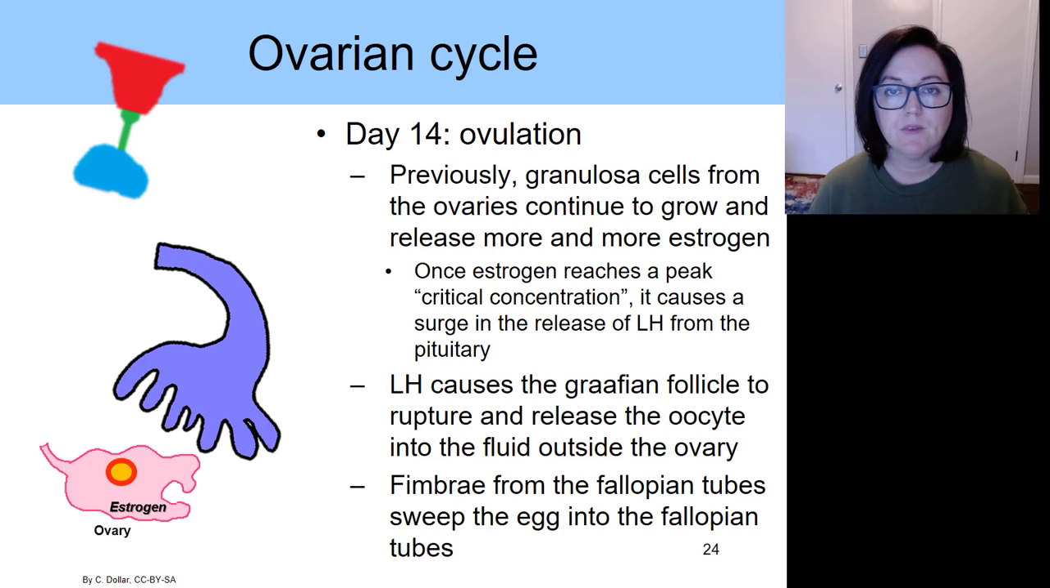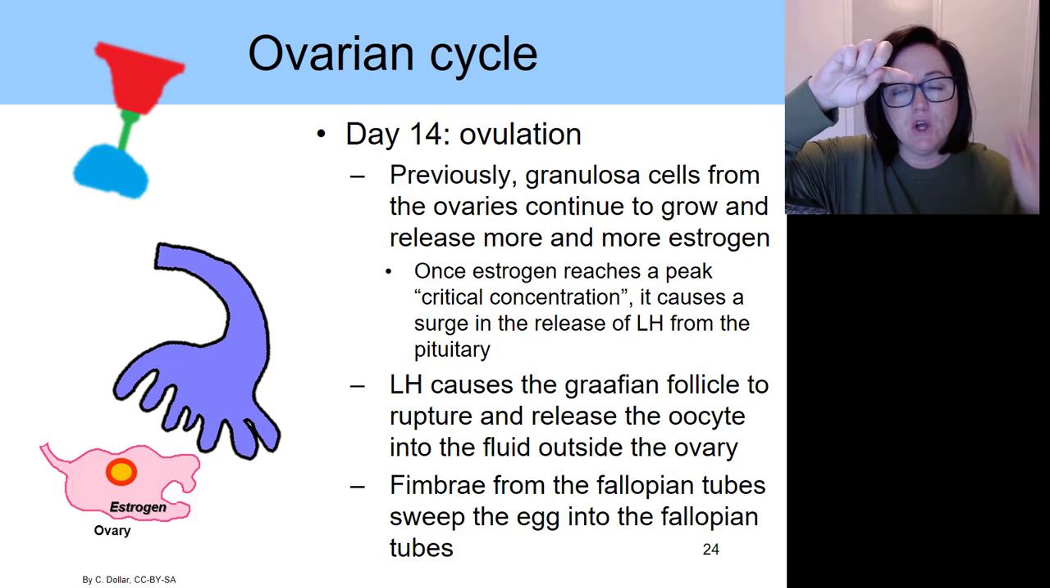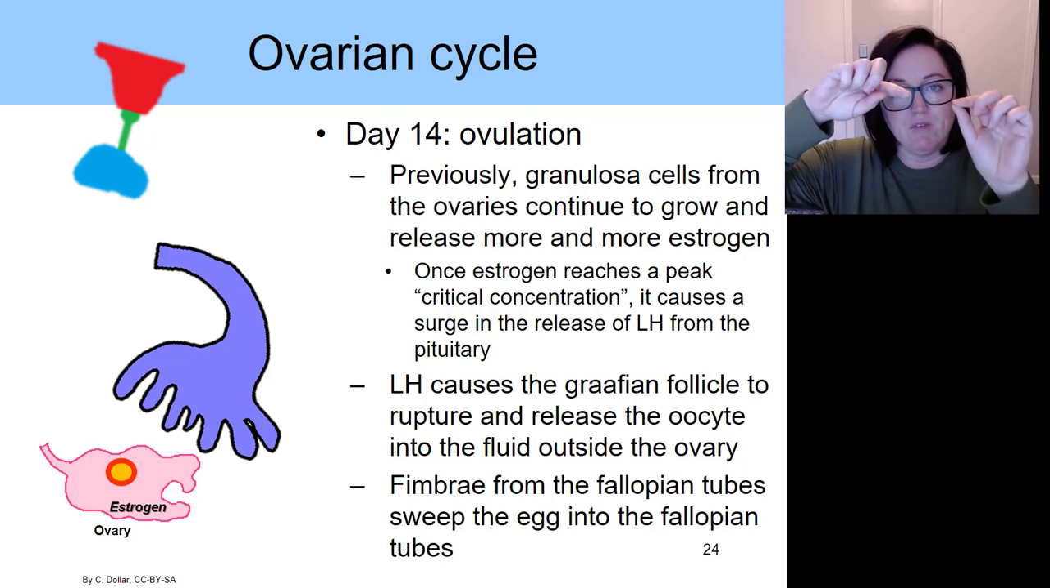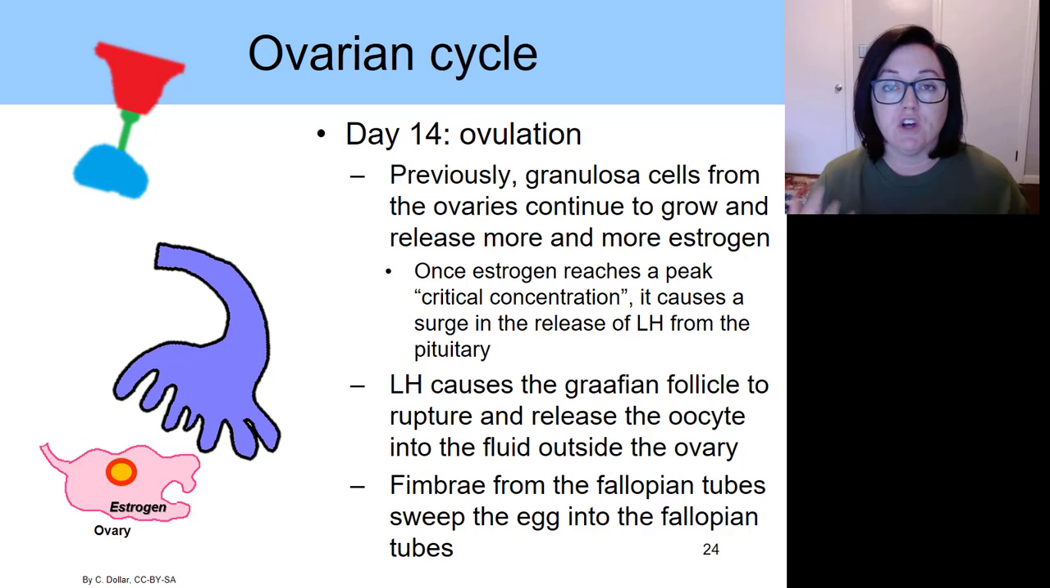Day 14 of the ovarian cycle is ovulation. Don't forget that prior to this, those granulosa cells from the ovaries were growing and growing and growing and releasing more and more and more estrogen. Once estrogen levels reach a peak critical concentration level, this actually causes something really important to happen.